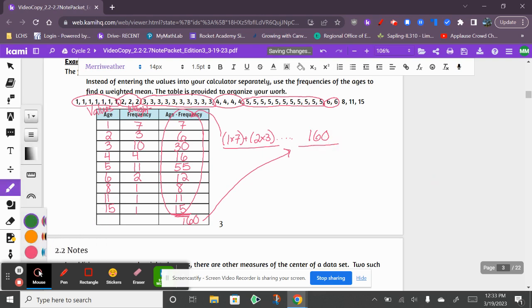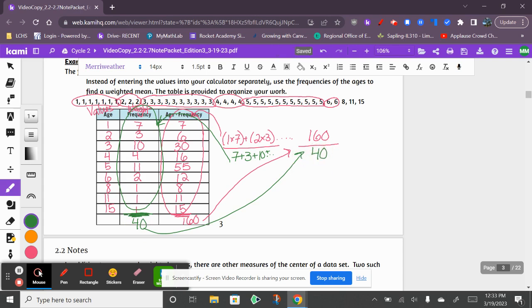For the bottom, that is just going to be what 7 plus 3 plus 10 and so on is. That's going to be this spot, the weight. And if I find the total of that, which is 40, that will be my bottom.